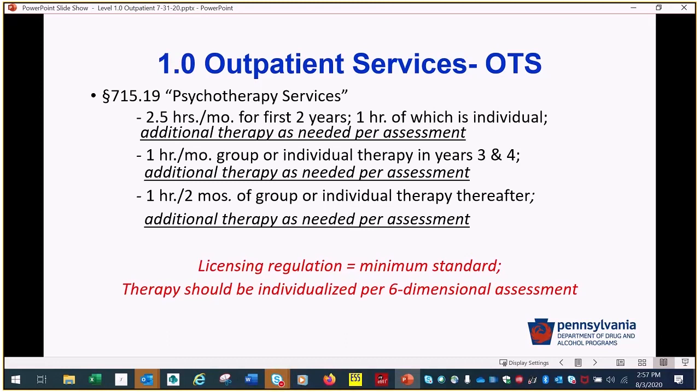Even though Pennsylvania regulation indicates in any of these instances that additional therapy should be provided as needed, often the minimum requirement has been the standard of care. The first ASAM alignment issue that DDAP is encouraging OTPs to provide is an improved delivery of therapeutic hours and services based upon the ASAM criteria through individualized treatment planning based on 6-dimensional assessment.